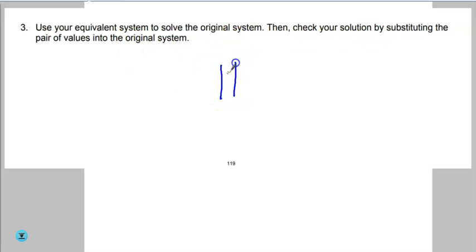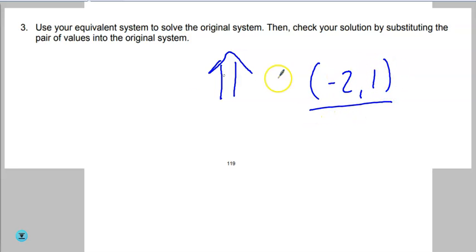That's exactly what I did with number 2. So we went all the way to the end, but we know that it's negative 2, 1. If we use Diego's method or the method I showed you, doesn't matter.